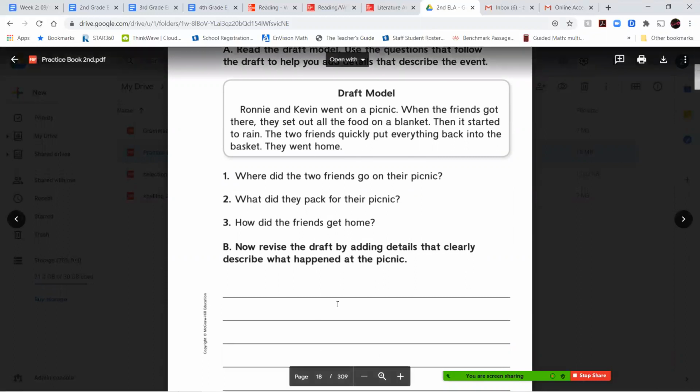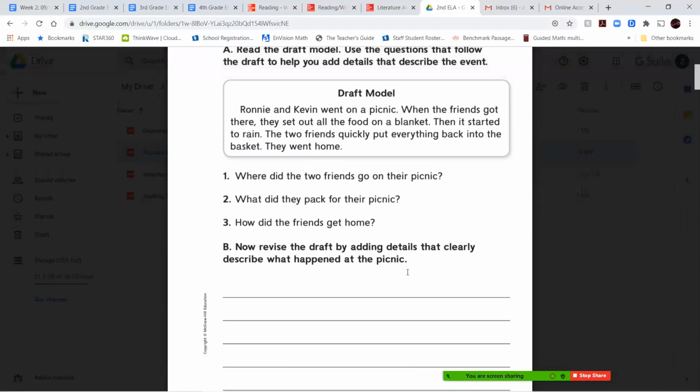So we can rewrite it, and we're going to add in the answers that we came up with here so we can make a more interesting story. So we can say, Ronnie and Kevin went on a picnic at the beach, and it was a very sunny day. When the friends got there, they set out all the food on the blanket. Ronnie unpacked the spaghetti and meatballs, and Kevin unpacked the plates and spoons and forks. Then it started to rain, and the two friends quickly put everything back into the basket. They got on their bikes and they rode home as quickly as they could.